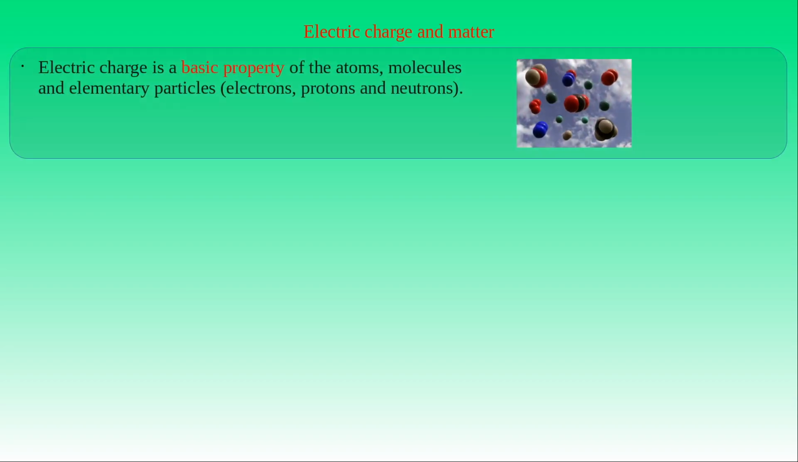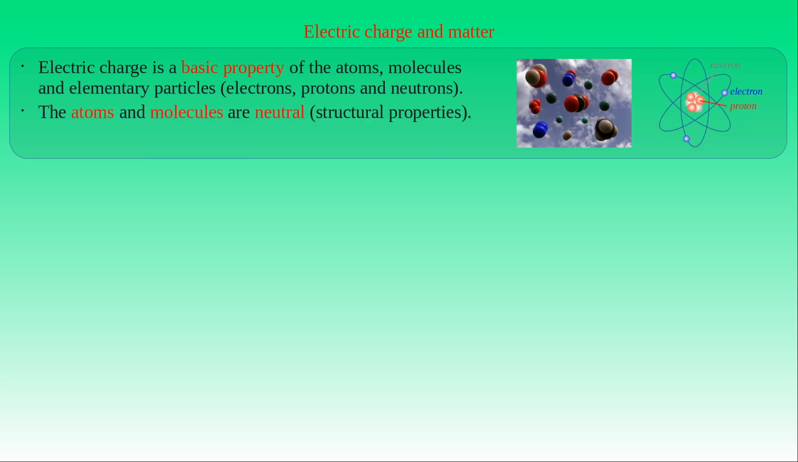Now, let us discuss the modern interpretation of the phenomenon of electricity based on atomic physics. This interpretation provides us deeper knowledge on the relation between electric charge and matter. In modern physics, electric charge is a basic property of the atoms, molecules and elementary particles such as electrons, protons and neutrons. The atoms and molecules are electrically neutral due to their structural properties. The ionization of atoms and molecules modifies their electron shells and transforms them into ions, which are charged particles.